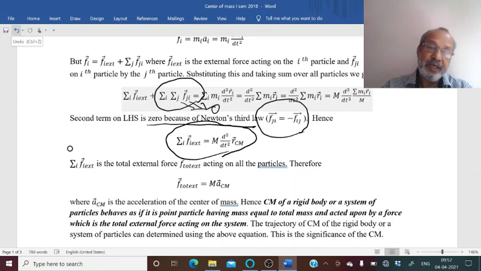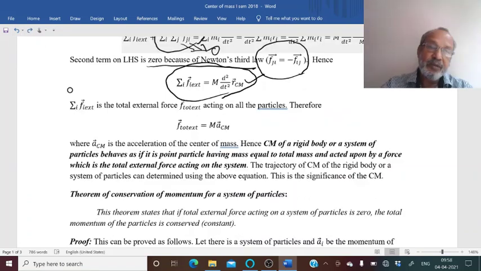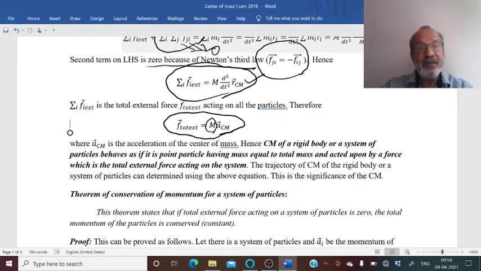and d square RCM by dt square is the acceleration of the center of mass, and the left hand side is the total external force acting on all the particles, which may be written as F total external, and that is equal to total mass into acceleration of the center of mass. So this is just like a Newton's second law equation, F is equal to ma, where F is the total external force acting on all the particles, and M is the total mass of the system of particles, and aCM is the acceleration of the center of mass.